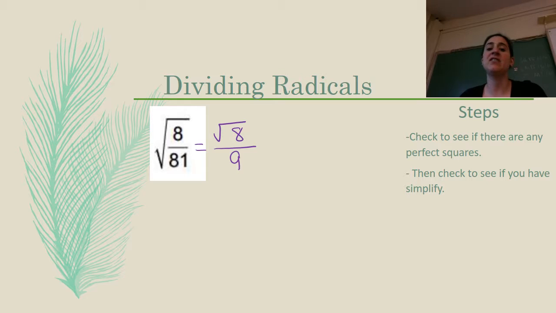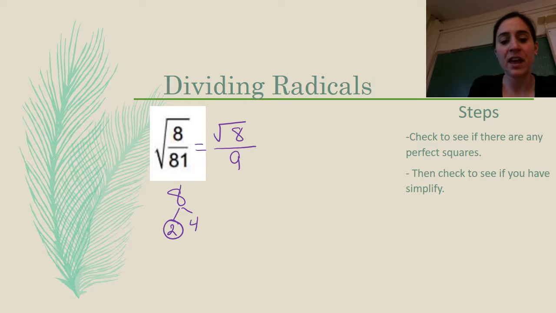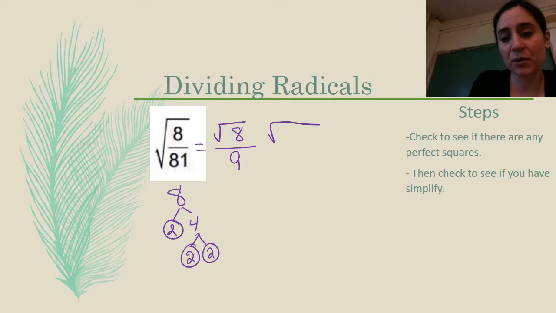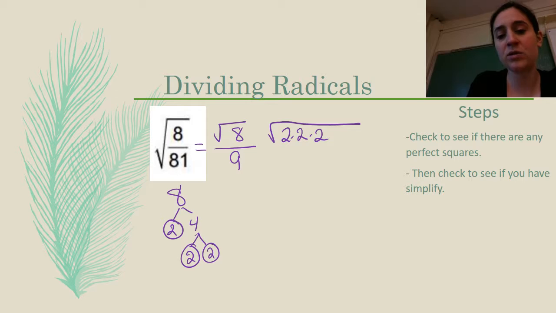Now I need to check and see if I can simplify. Well, can I simplify 8? I'm going to do that by doing my prime factorization. So 8, what are the factors of 8? 2 and 4. I'm going to circle 2 because it's a prime number. Then I can break down 4 into 2 and 2. As you can see, 2 times 2 times 2 are all prime numbers, and I'm done, so I'm going to write them under my radical, which is 2 times 2 times 2 over 9.